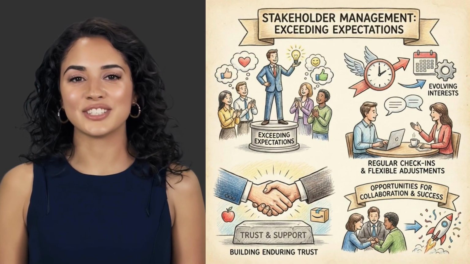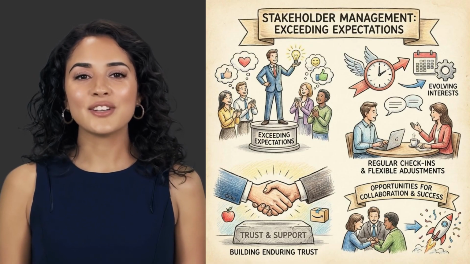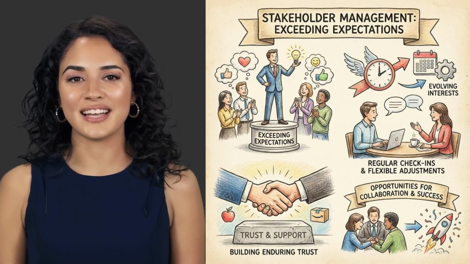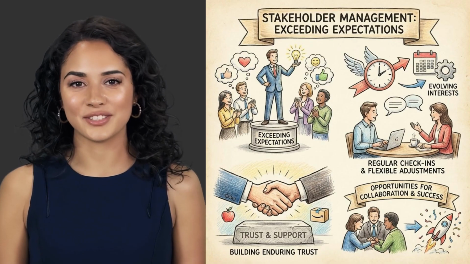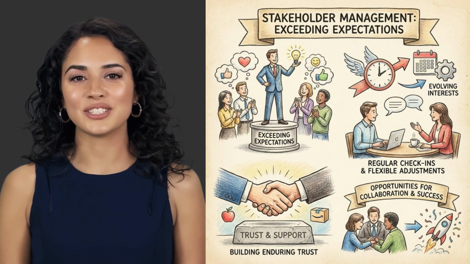Stakeholder interests are never static. They evolve over time. Therefore, regular check-ins and flexible adjustments are necessary to keep your project aligned with the people who matter most. Mastering these dynamics turns potential friction points into opportunities for collaboration and success.